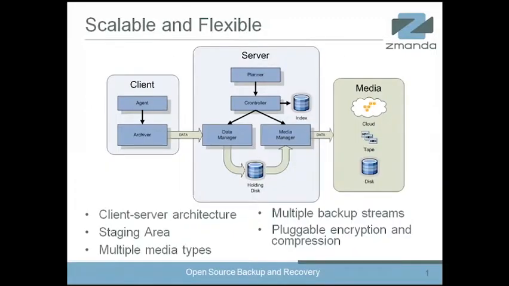The Zmanda Enterprise architecture is scalable and flexible, allowing for pluggable encryption and compression schemes and the ability to easily support backing up to different types of media. Supported backup media include disk, tape changers, VTLs, data deduplication appliances, and online storage services. Zmanda Enterprise also has the ability to simultaneously back up to different media types and is also capable of supporting disk to media data migrations for added protection.